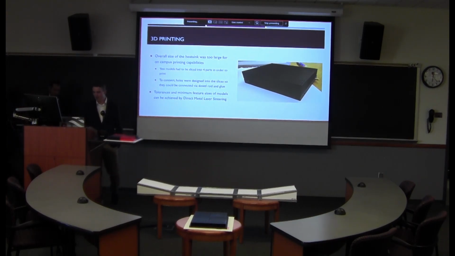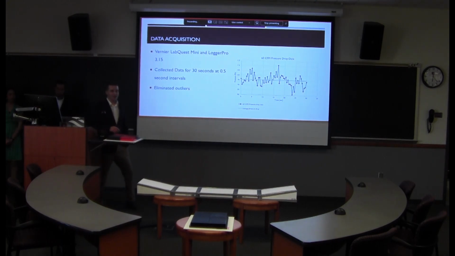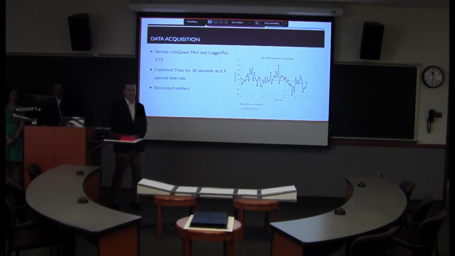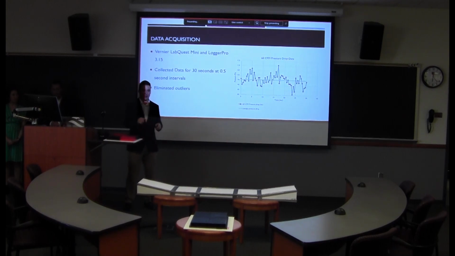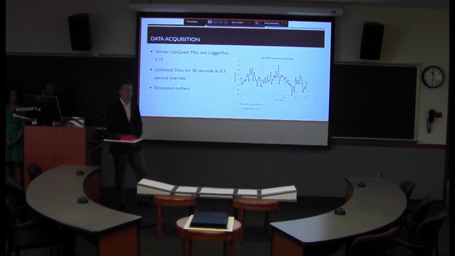Hello, my name is Caleb, and once these models were printed, we were ready for testing. In order to collect data for our testing, we were trying to collect pressure drop data. So for the 2 barometers, we took the difference between them, and then we averaged them out, which can be seen as that yellow line. And for 60 CFM, we averaged a pressure drop of around 95 pascals, which is comparable to our CFD results. And we also eliminated outliers in the data if necessary.